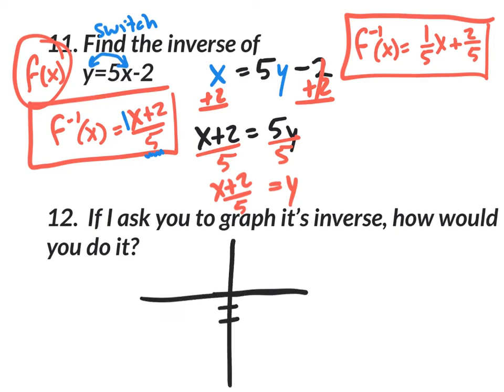So here it crosses at -2, and then it goes up 5/1. This is really ugly, I apologize, but this is the coordinate 0, -2, and 1, 3. So if you were to graph the original y equals 5x minus 2, it crosses at -2, you go up 5/1, so you end up with this red line right here, going through those two dots. And I will ask you to graph the inverse of this guy.